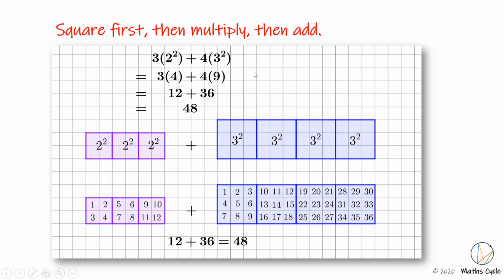So can you see what we've done there? First we squared, then we multiplied, and finally we added. We squared our number, then multiplied it by the 4, and then added. So that's important to know.